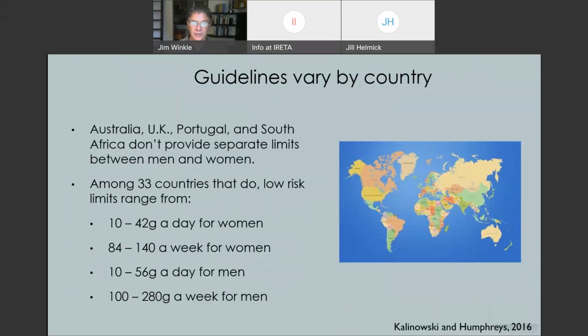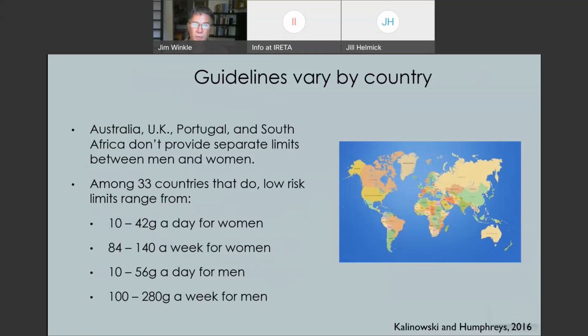And this is commonly cited. You might be surprised that it varies by country. Other countries that have low risk guidelines, not all of them separate between men and women. As you can see, Australia, the United Kingdom, Portugal, South Africa look at lots of evidence, and they say they don't need to separate between men and women. But among the 33 countries that do, you can see there's quite a range of what they believe is low risk limits, a range from 10 to 42 grams. Again, a standard drink in this country is 14 grams. Or a weekly limit that ranges from 84 to 140. As you can see, for men, it's the same thing.